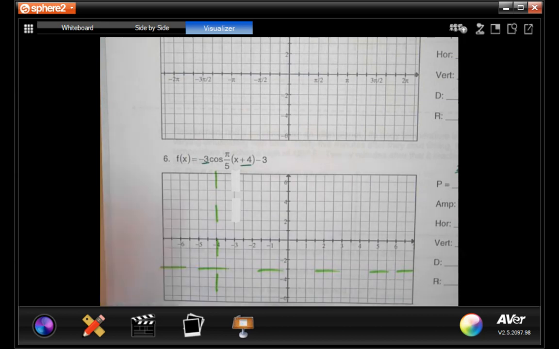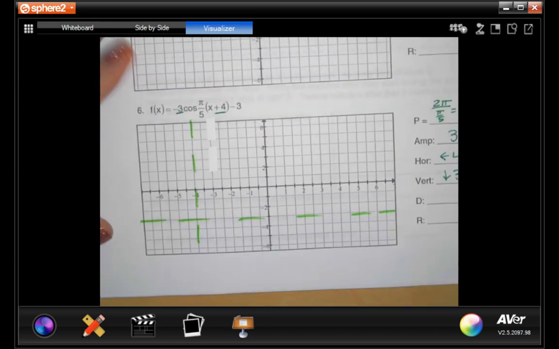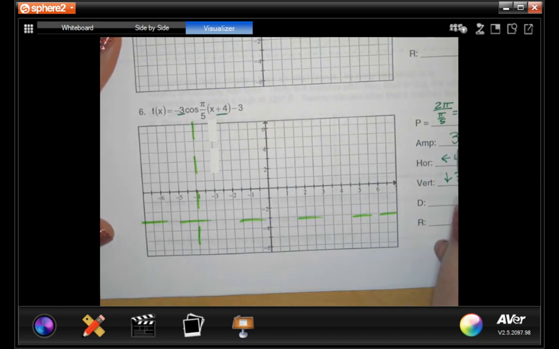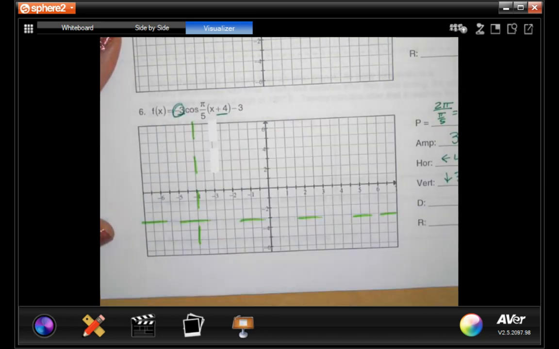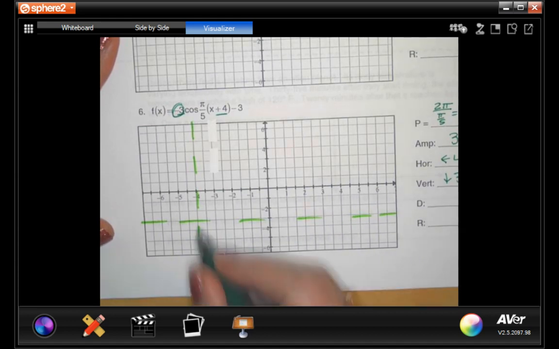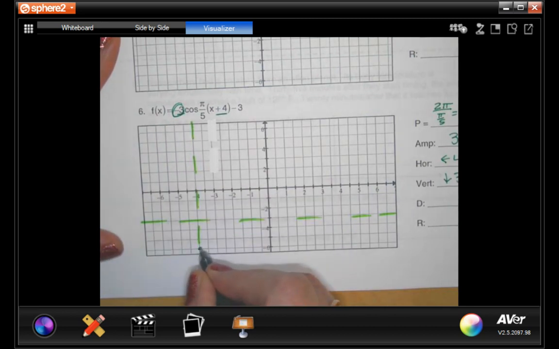So we are doing cosine, right? So cosine, guys, this tells me that I'm going to start above or below this, where these two dashed lines intersect. So since it's a -3, I'm going to start 3 below.